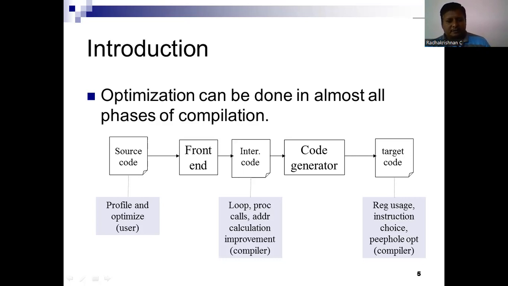Code optimization is also applicable in the intermediate code. For example, loops, procedure calls, and address calculation improvements are all handled in the intermediate code representation itself. This process will be carried out at compile time. After code generation, the target code will be generated. That target code also utilizes register usage, instruction choice, and the peephole optimization process.